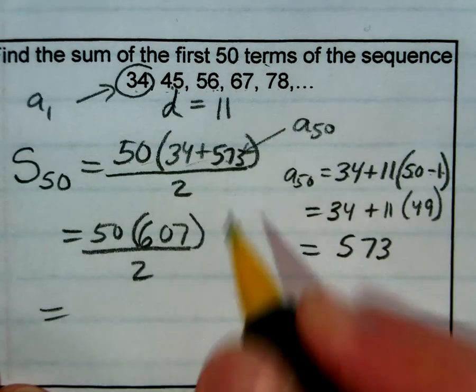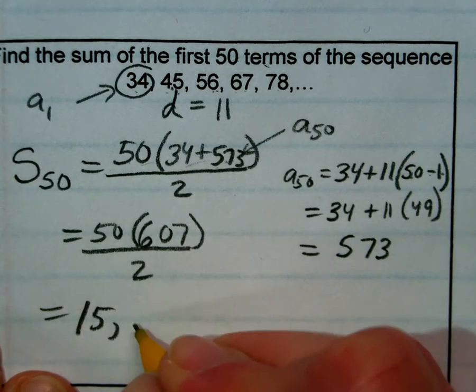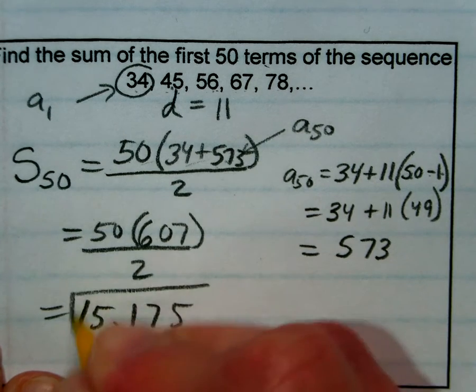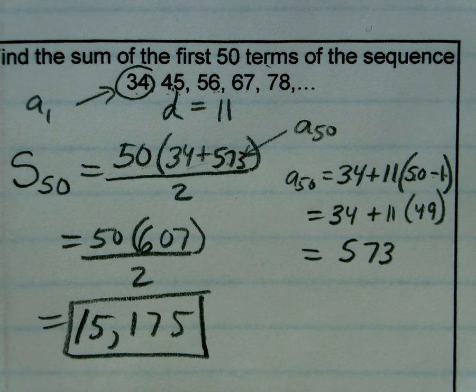I like doing that part first. I don't know why. I just do. And we get 15,175. So this is a shortcut. It enables us to not have to find all 50 terms of the sequence. I don't have to know what they are. I don't have to sit with the calculator and add all 50 of them up, and that makes me very happy. This is not that bad. Okay, let's look at our very last example.